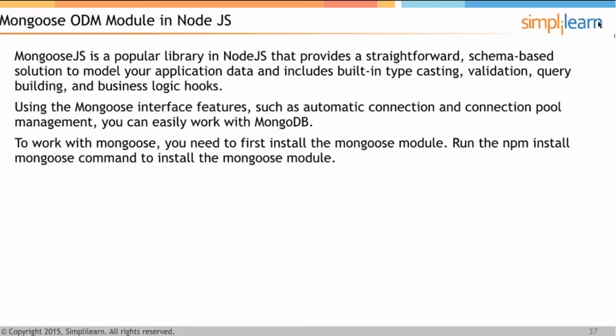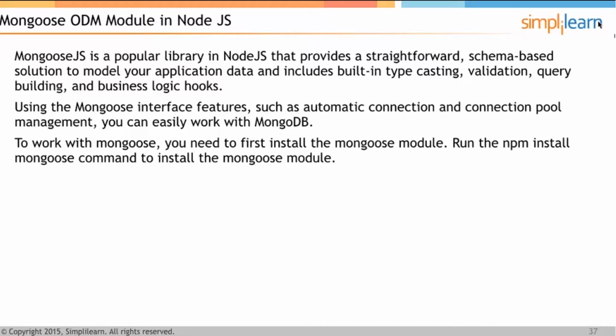Mongoose.js is a popular library in Node.js that provides a straightforward, schema-based solution to model your application data and includes built-in typecasting, validation, query building, and business logic hooks. Using Mongoose interface features such as automatic connection and collection pool management, we can easily work with MongoDB. To work with Mongoose, you need to first install the Mongoose module.